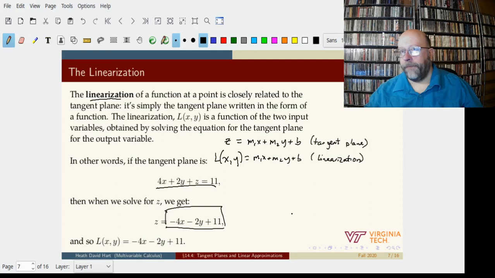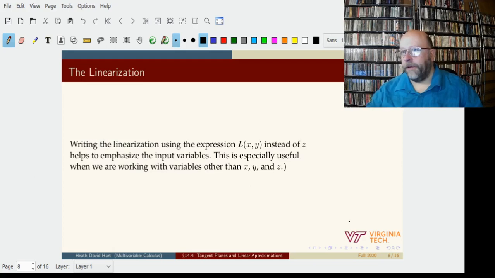Okay? So the linearization is just a different way of talking about the tangent plane. The advantage of linearization is that it emphasizes the input variables, and sometimes that's useful when we're talking about variables other than x, y, and z. If we're talking about some kind of process where we have control over the input, but we don't have control over the output, we may want to identify what those inputs are that we can control. And so using that notation instead of an output-based notation gives us a sense of understanding how the process works.